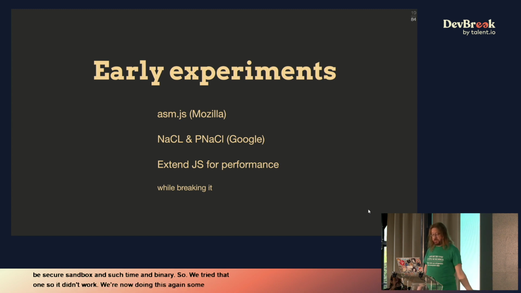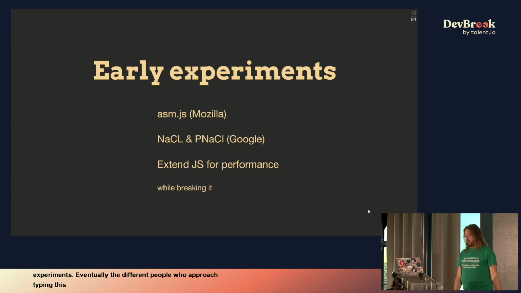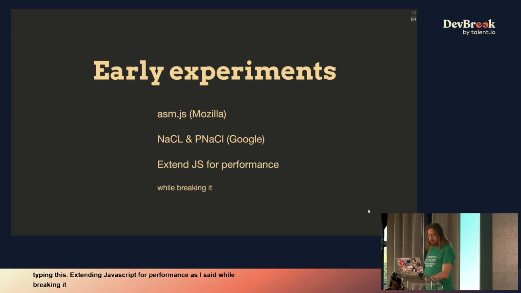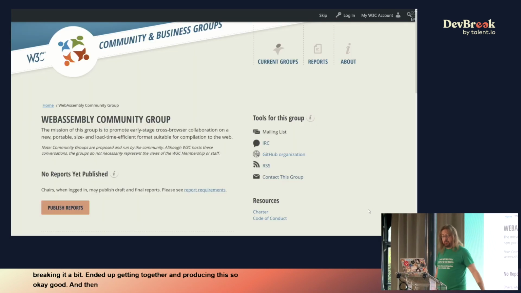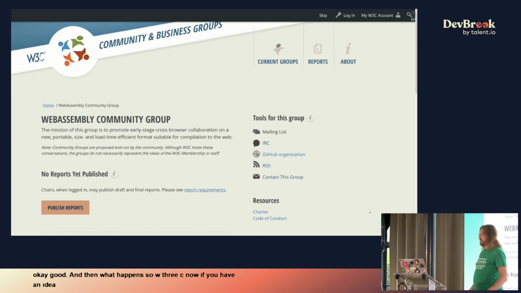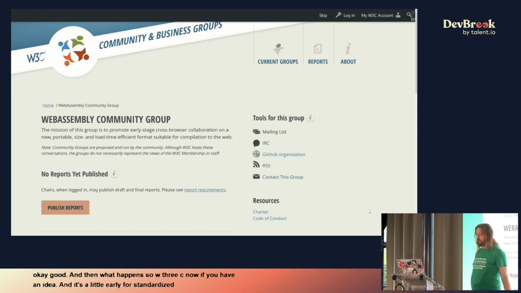There were some experiments, and eventually the different people who are prototyping this, extending JavaScript for performance, as I said, while breaking it a bit, ended up getting together and producing this. So, okay, good. And then what happens? So W3C now, if you have an idea, and it's a little early for standardization, you can form a community group.